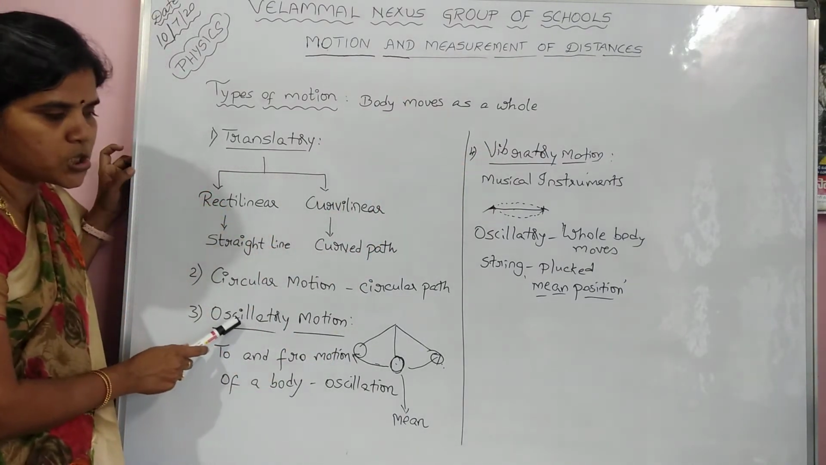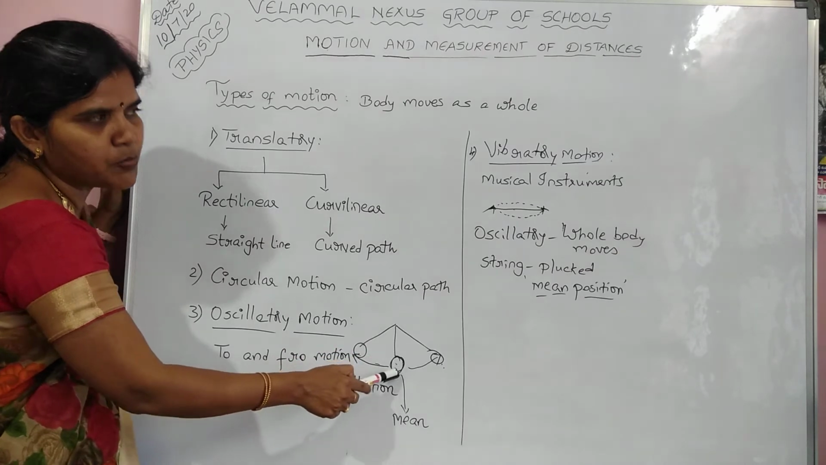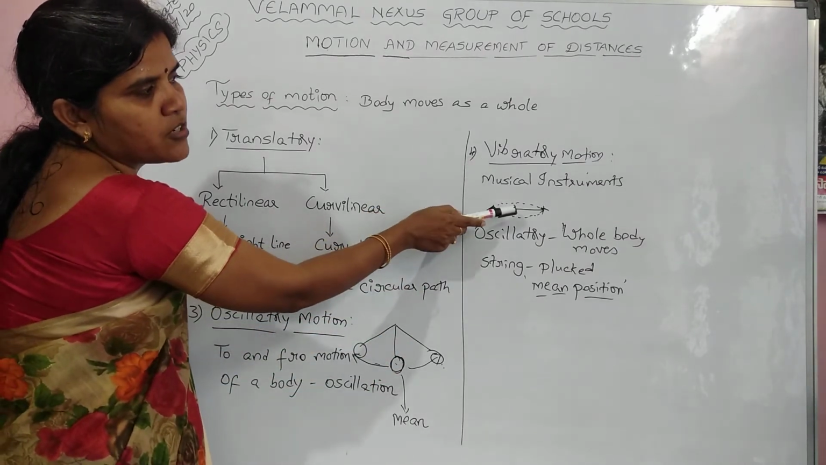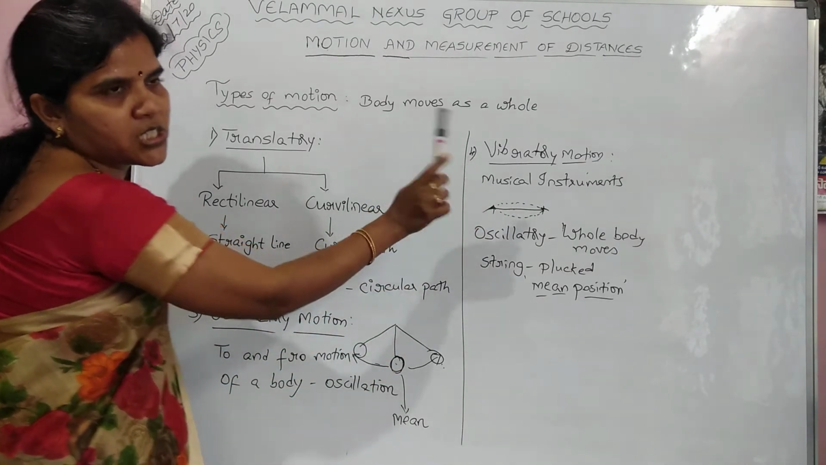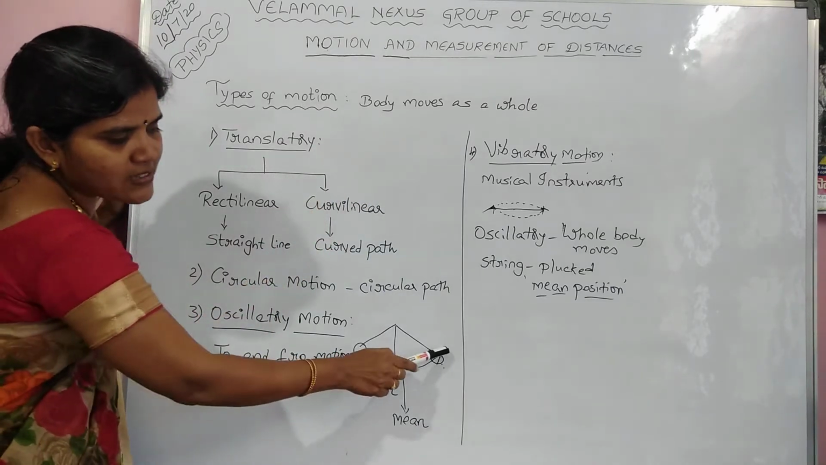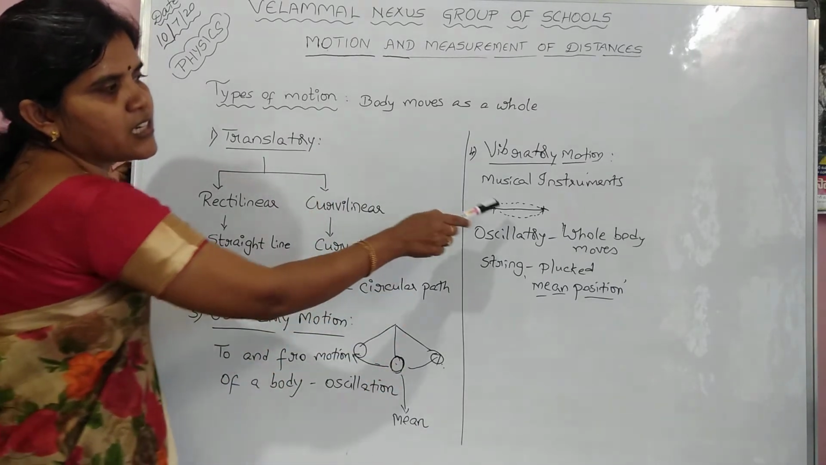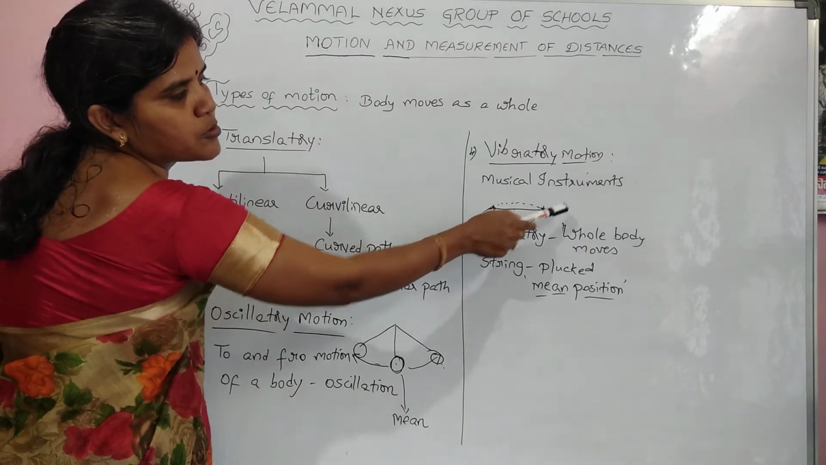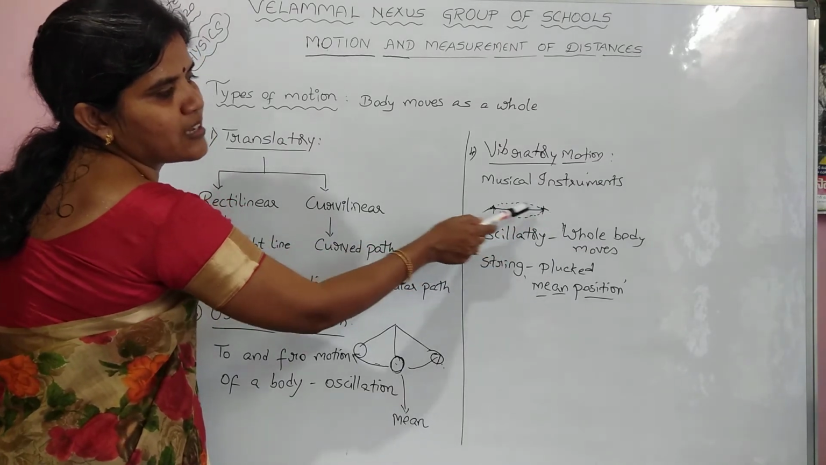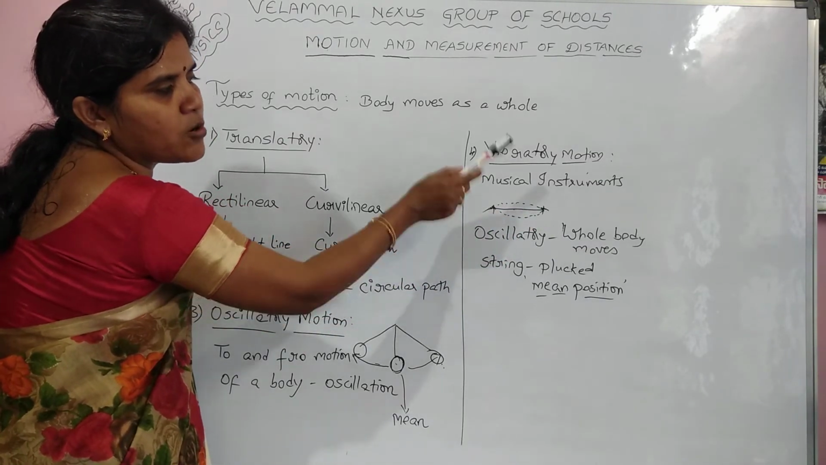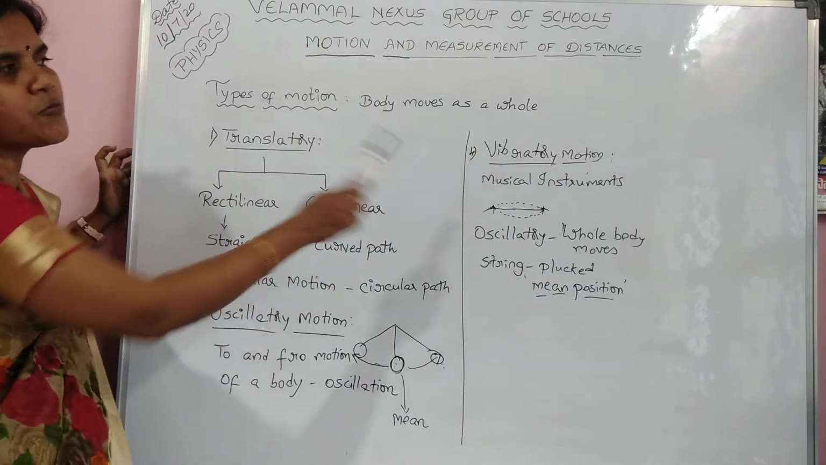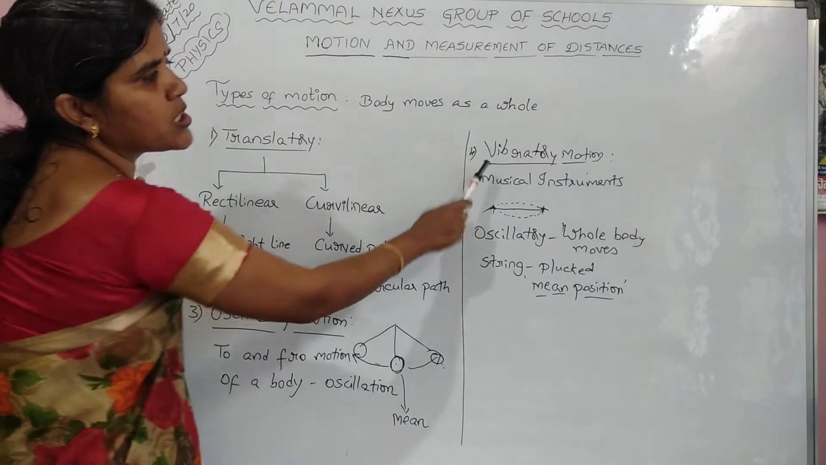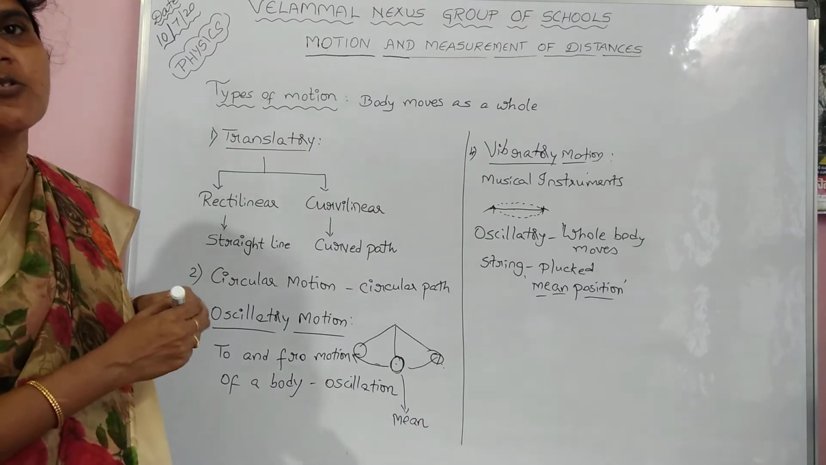What is oscillatory motion? It makes oscillations on its main position. What is vibratory motion? It makes vibrations on its main position. The difference is that the pendulum as a whole moves from its path. Here the string cannot come out of its fixed points. It will be in its fixed points, and from there only it will be vibrating. That is the only difference you observe between oscillatory motion and vibratory motion. I hope you understood, children.